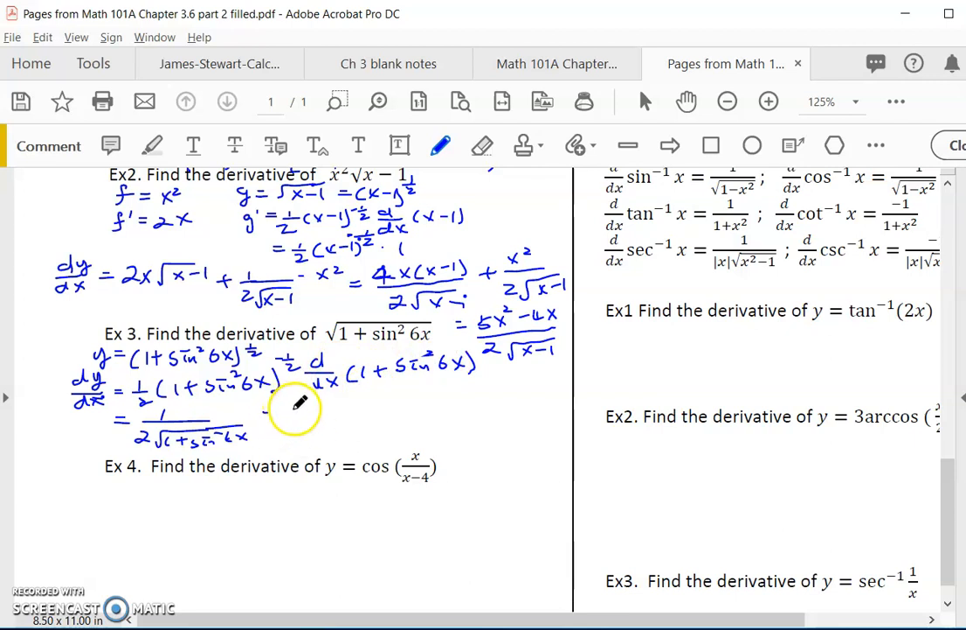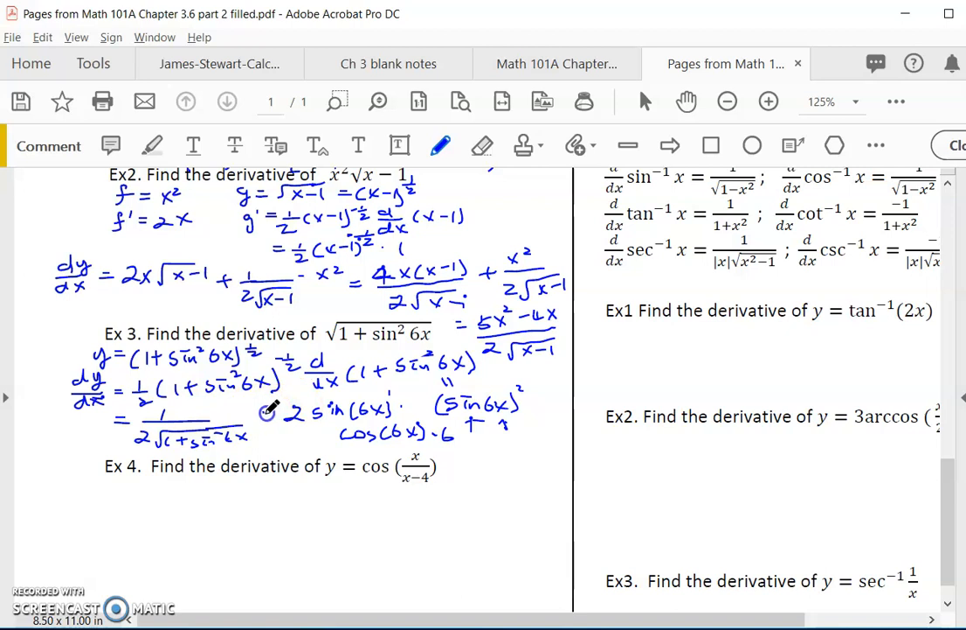The derivative of this would be, so I can write it as sine 6x, that's the inside, the outside is a square. So the derivative of this would be times 2 sine 6x to the 1 power. And then do the derivative of what? The derivative also has the inside and the outside. Cosine 6x. And then the inside times 6.